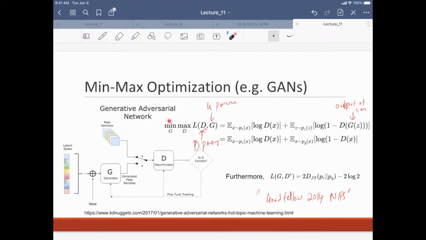What the generator is trying to do is minimize this loss function. What a discriminator is trying to do is maximize this, right? And they are basically doing this in a game theoretic manner, in a min-max game theoretic manner.